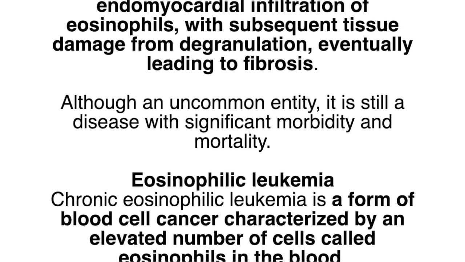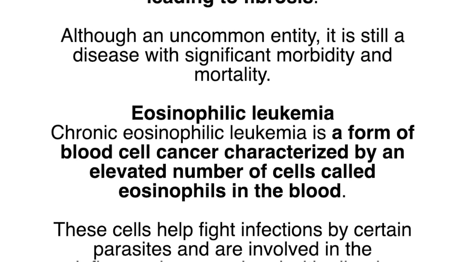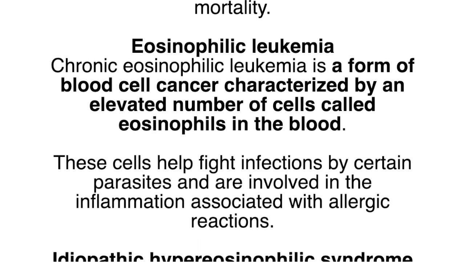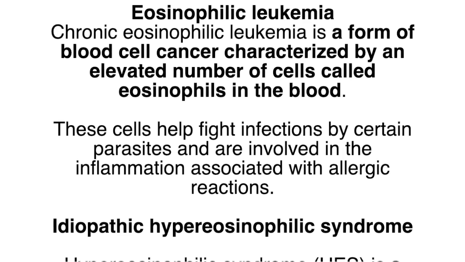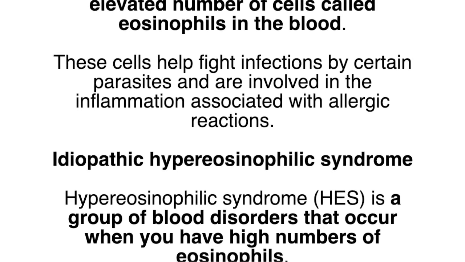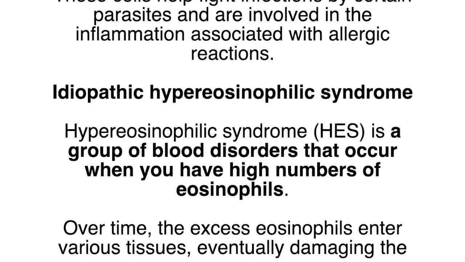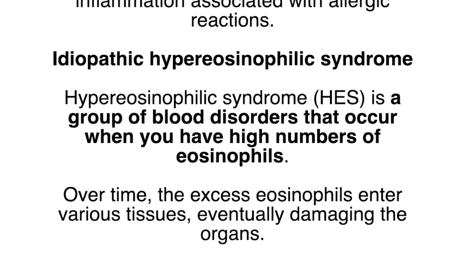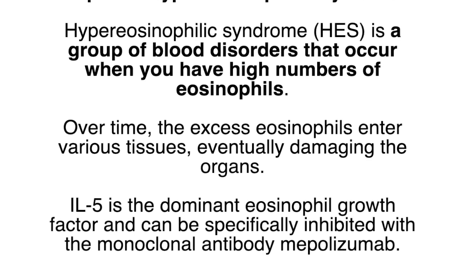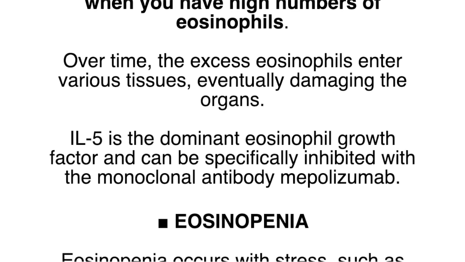Eosinophilic leukemia. Chronic eosinophilic leukemia is a form of blood cell cancer characterized by an elevated number of cells called eosinophils in the blood. These cells help fight infections by certain parasites and are involved in the inflammation associated with allergic reactions. Idiopathic hypereosinophilic syndrome. Hypereosinophilic syndrome is a group of blood disorders that occur when you have high numbers of eosinophils. Over time, the excess eosinophils enter various tissues, eventually damaging the organs.